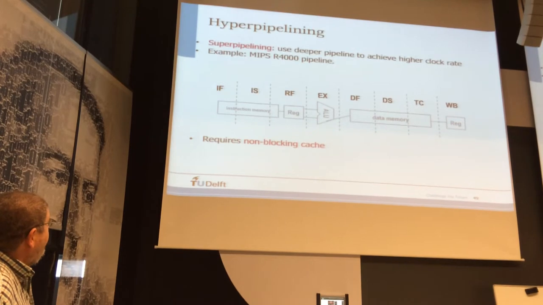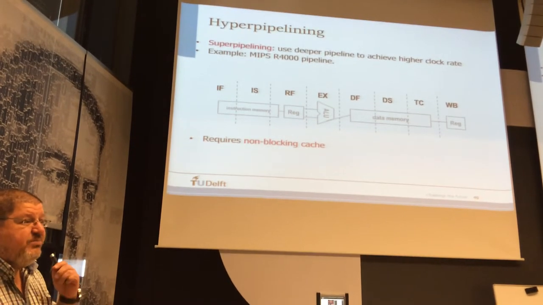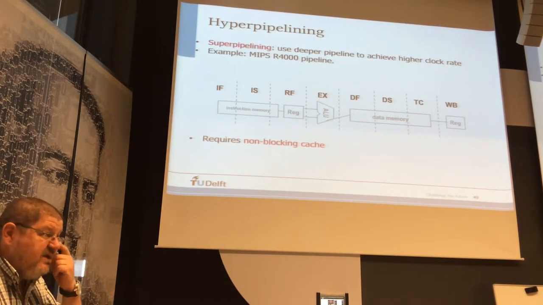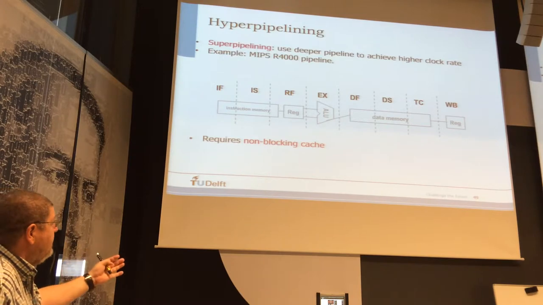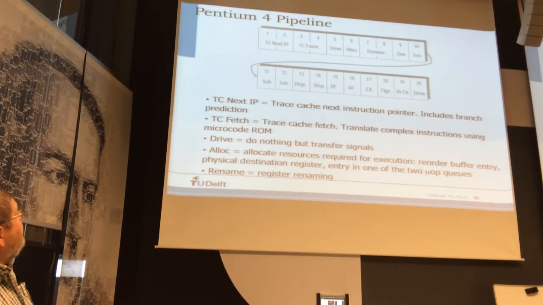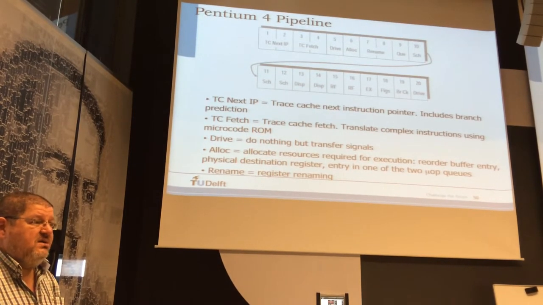Then, super pipelining or hyper pipelining is actually splitting the work into more fine-grain stages. And you have more of that. This is the way the pipeline of the Pentium 4 looks. As you see, there are 20 stages.